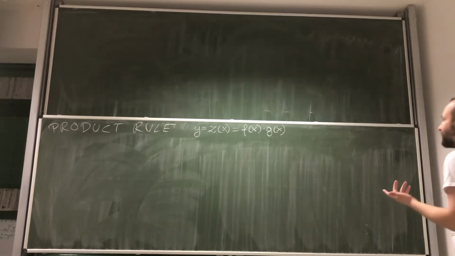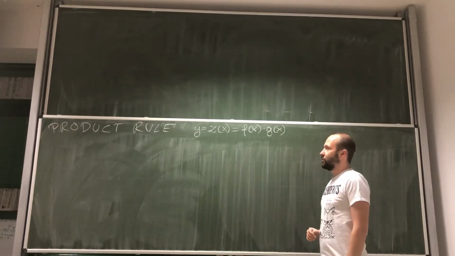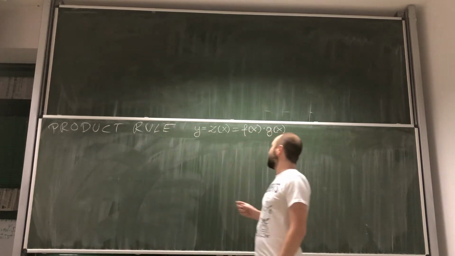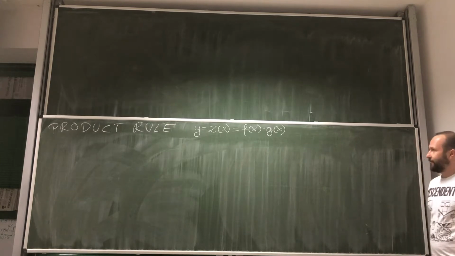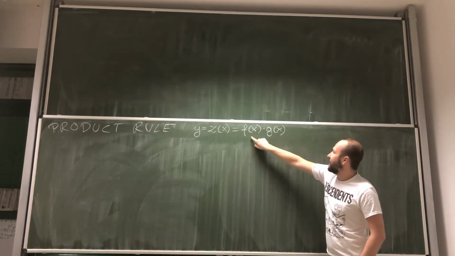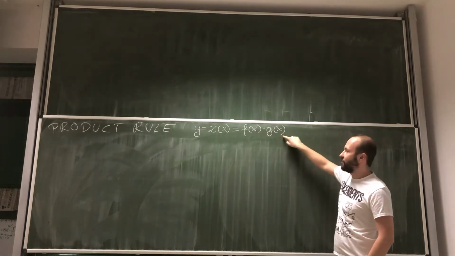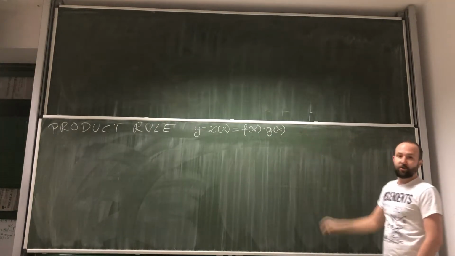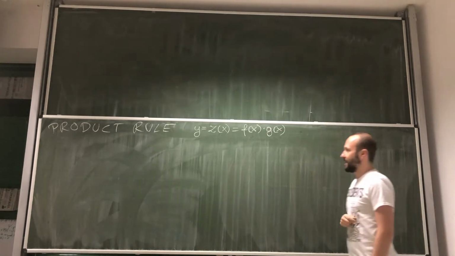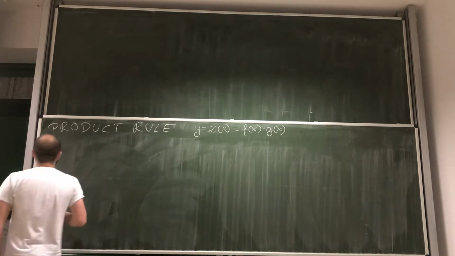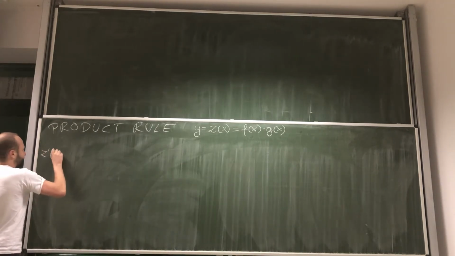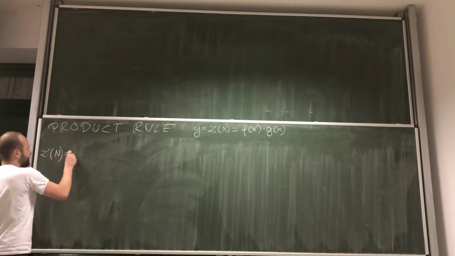Hi. The next rule we are going to deal with is called the product rule. This rule allows us to find the derivative of a function which can be thought of as a product of two different functions. Okay, so let's start with the proof, and then of course we're going to move on to examples.